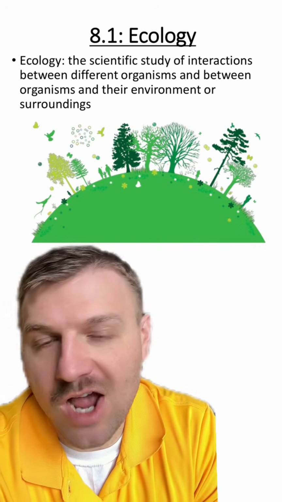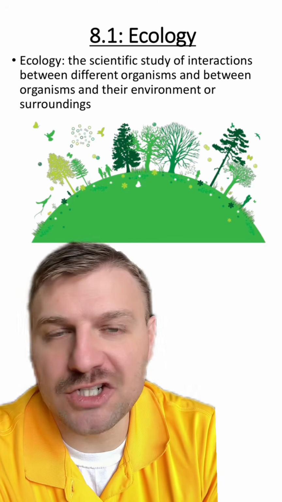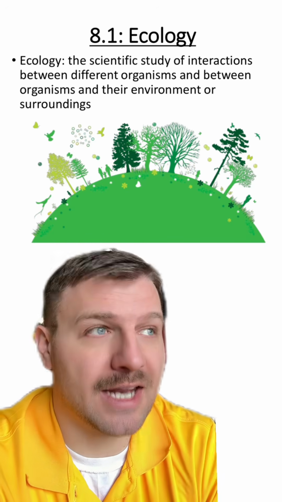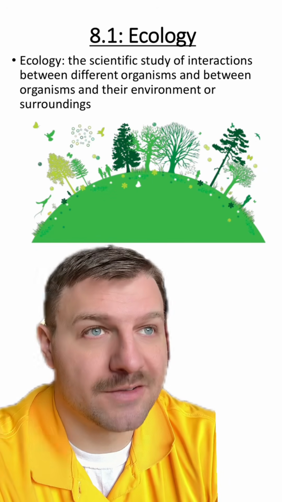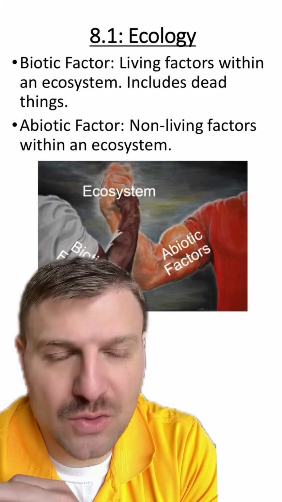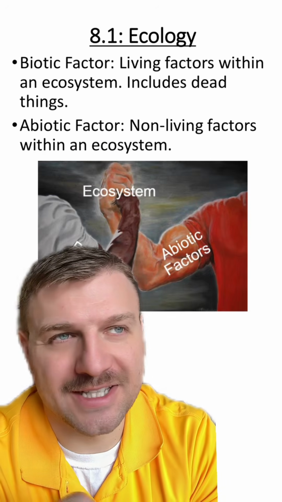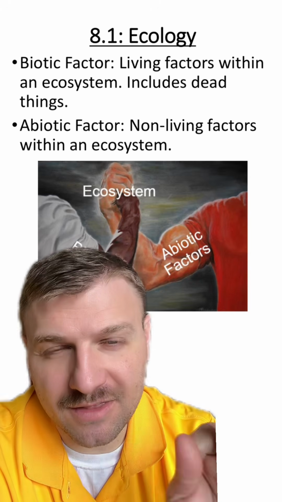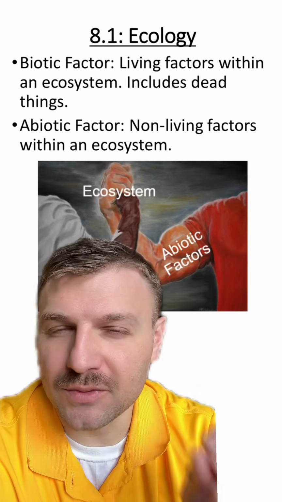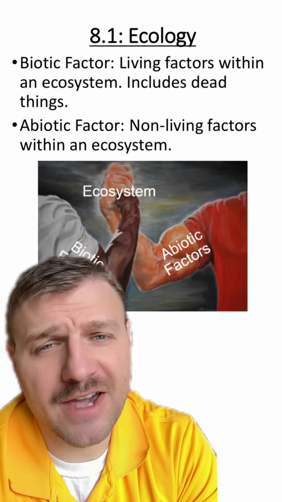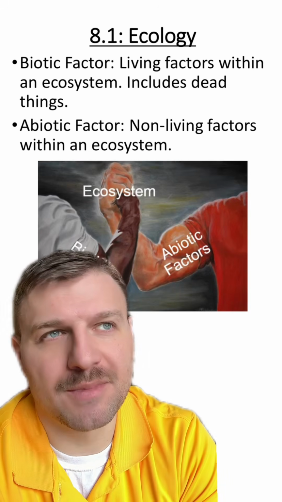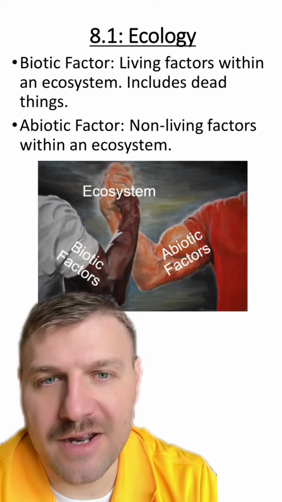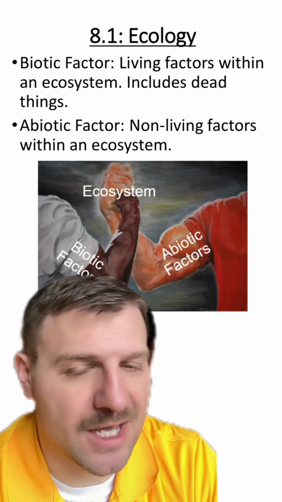So what is ecology? Ecology is the study of interaction between organisms and the environment they live in. This is basically looking at how the Earth and our living species interact. Two words that you should definitely know before getting into ecology are biotic factors and abiotic factors. Biotic factors are living things within our environment, and they also include recently dead things. Abiotic factors are non-living things within an ecosystem. This is like water, temperature, air, and both abiotic factors and biotic factors make up ecosystems.